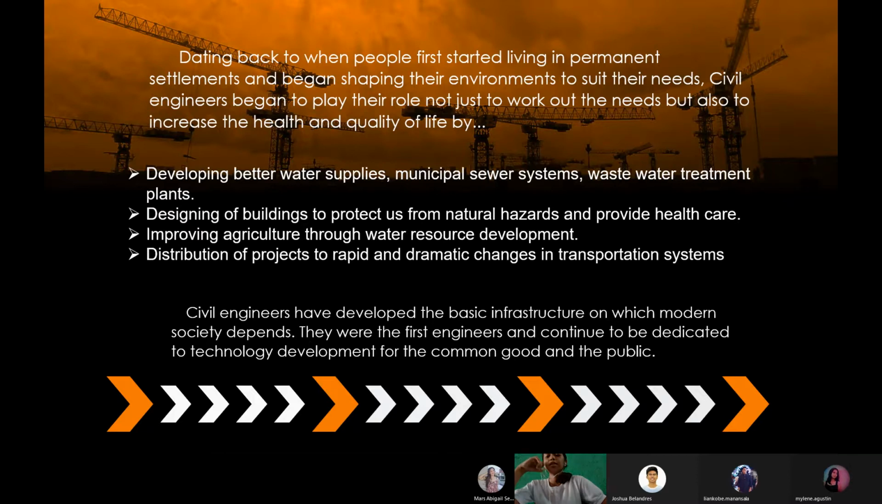So kung mapapansin nga natin, yung works and contributions ng civil engineer is all about making our daily lives convenient and easier. So what are the other points that we should consider when it comes on the contributions of the civil engineer? So next slide please.